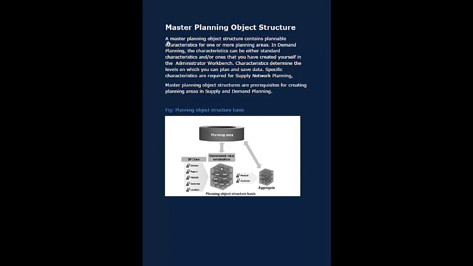Now, what is master planning object structure? It contains plannable characteristics for one or more planning areas. In demand planning, the characteristics can be either standard characteristics or ones that you have created yourself in the administration workbench. So characteristics determine the level on which you can plan and save data.